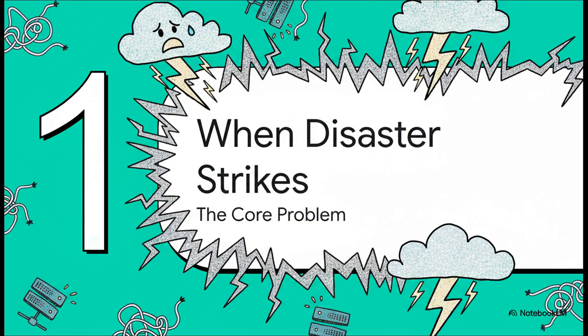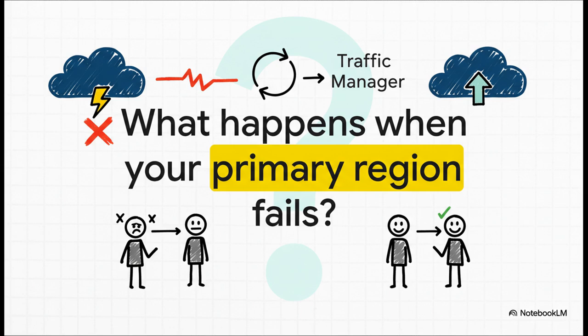All right, let's just jump right in and talk about the core problem, the absolute nightmare scenario that this whole technology was designed to prevent. And it all boils down to this one really high-stakes question. What happens when your primary Azure region, the place that's serving all your users, just goes down? The answer to that can literally make or break a business.